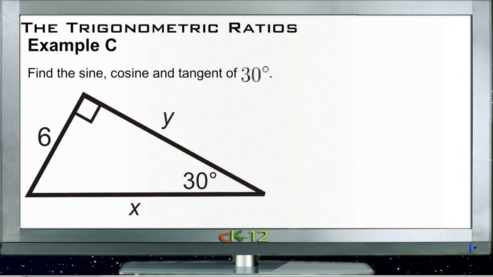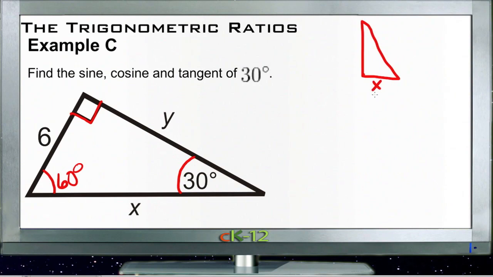And then example C. Example C asks us to find sine, cosine, tangent of a 30-degree angle. Now this one's actually easier, because we know if this is 30 and this is 90, since it's marked, then this one over here must be 60, because we can only have a 180-degree triangle, right? So a 30, 60, 90 triangle, we know the ratios for. We did those in a prior lesson.